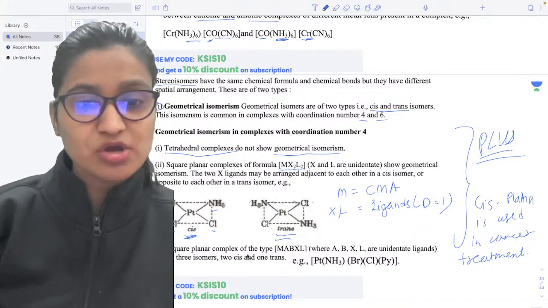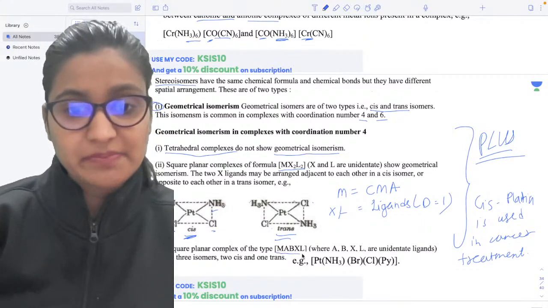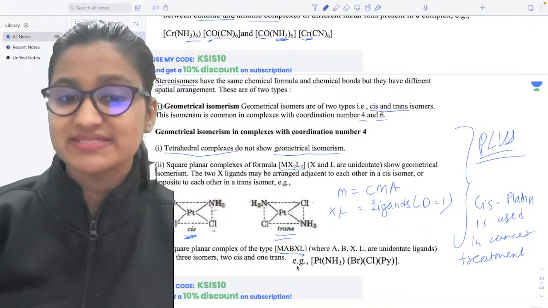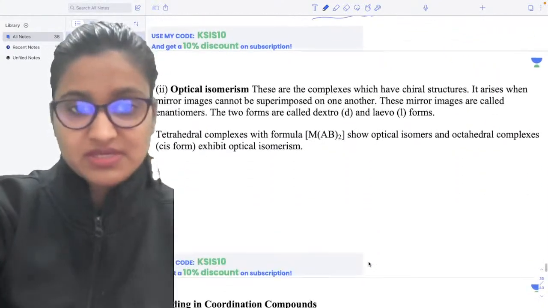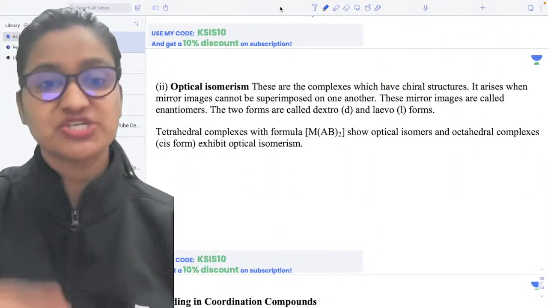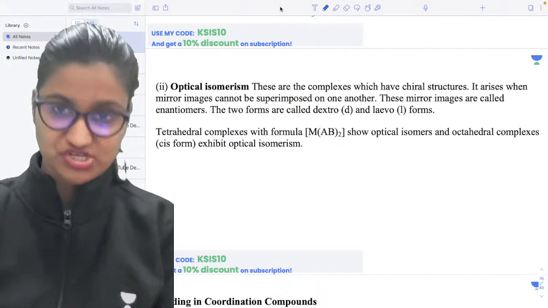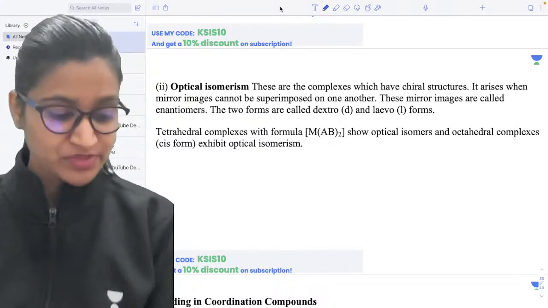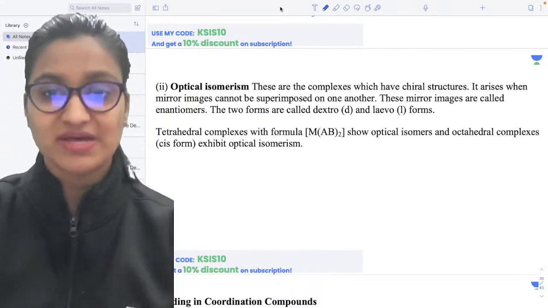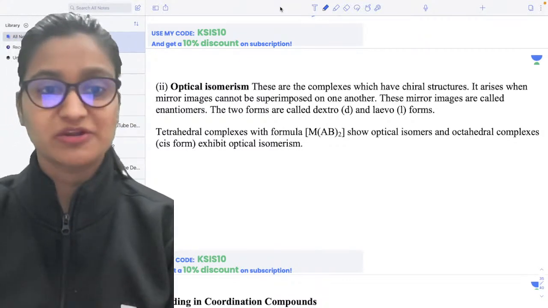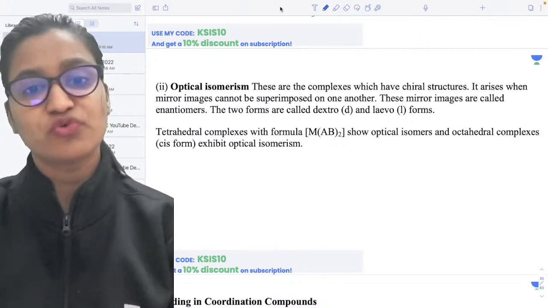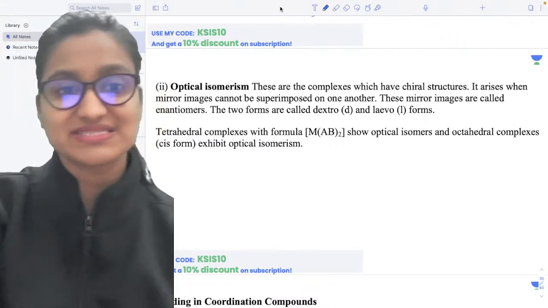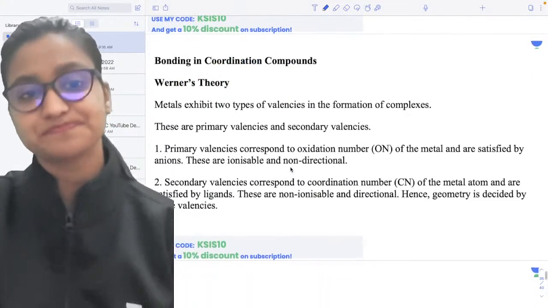So square planar complexes are of the type MABXL, where A, B, X and L are unidentate ligands, and examples you can see here. Then we have optical isomers, बच्चे. So there are the complexes which have chiral structures, right? It arises when mirror images cannot be superimposed on one another. These mirror images are called enantiomers, and the two forms are called dextro and levo, right? As I told you, we will discuss these in detail in the plus sessions, okay?